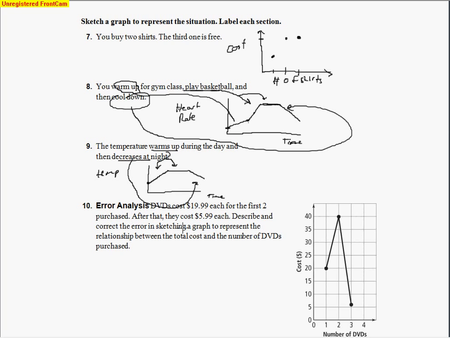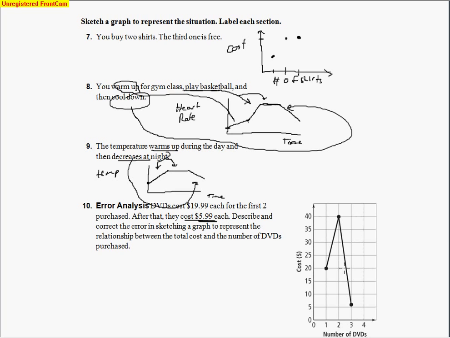So we're looking for an error here. It says DVDs cost $19.99 each for 2 purchased. Okay, so 2 purchases cost $19.99 each, and that's kind of what they're showing here. So one DVD costs pretty close to $20. The other one, well, it's going to be like $39.98, so pretty close to $40. And then after that, the cost is just $5.99 each.